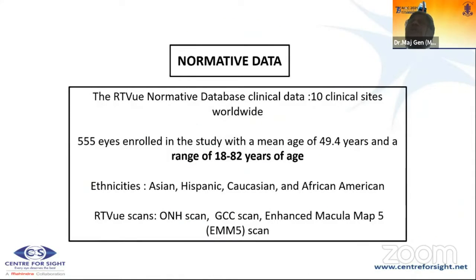Now, the normative data is one of the most important things that we must look at. In the RTVue, the normative database was collected from 10 clinical sites worldwide with 555 eyes enrolled in the study, mean age being 49.4, but the range was between 18 and 82. What must be remembered is that we cannot do it in children, which is so important also for us. Ethnicities covered include Asian, Hispanic, Caucasian, and African American. It scans the ONH, that is the optic nerve head, and the ganglion cell complex. It also has an enhanced macular map scan, that is the EMM5 scan.